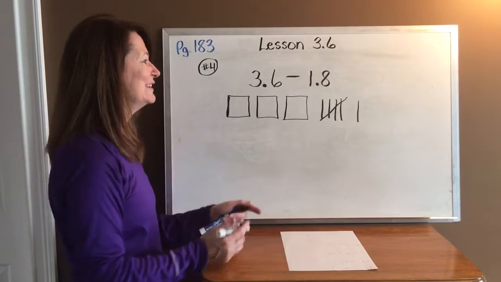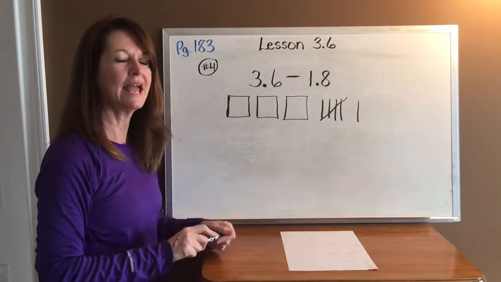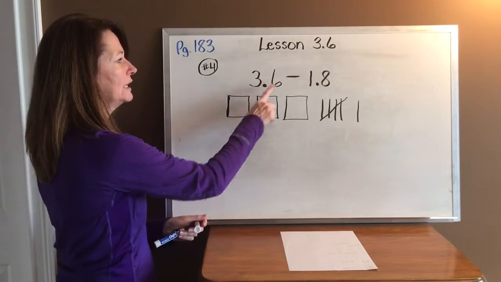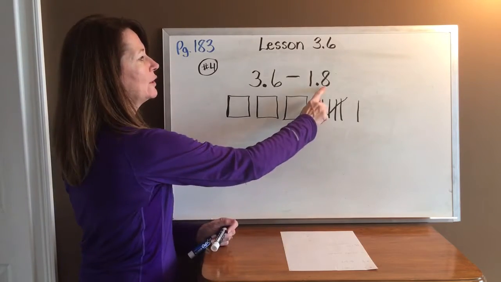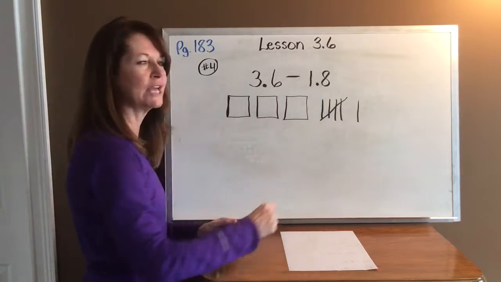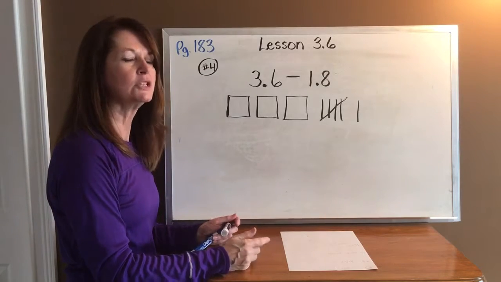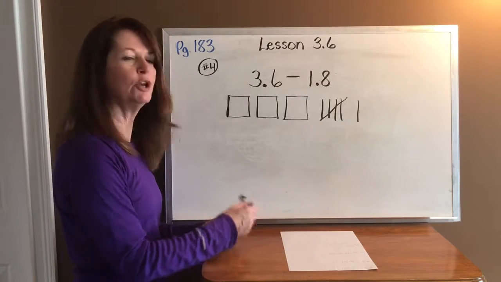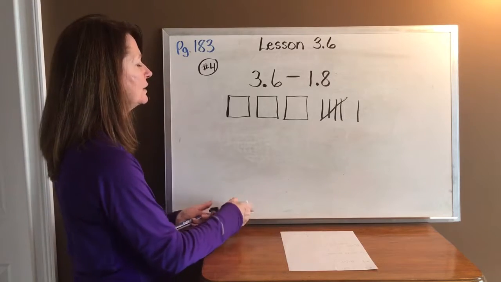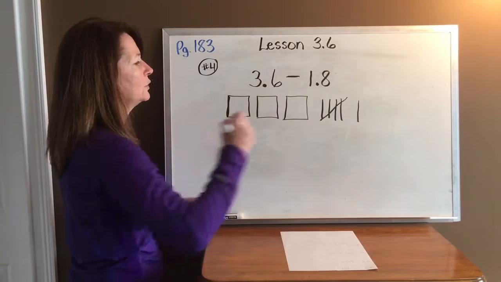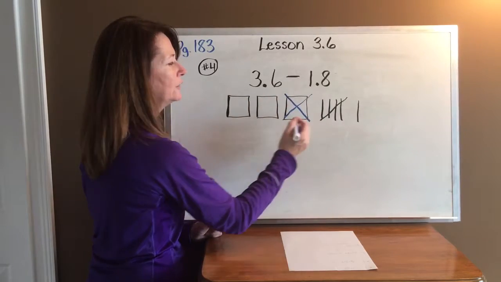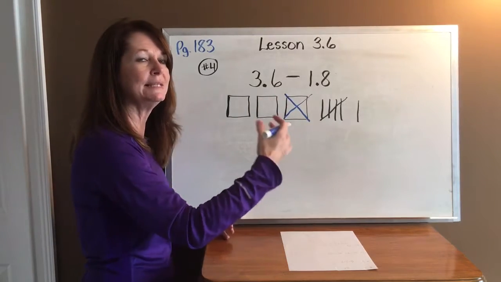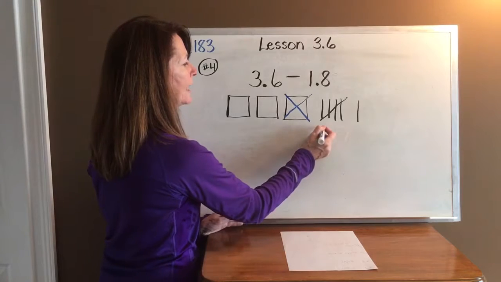Okay, here's our problem. So we need to take 1 8/10 from 3 6/10. Just as before, we don't have 8/10 to take away, do we? So we have to regroup. No big deal. So let's regroup. Let's take this 1 whole right here. Go ahead and cross it off. Take off that 1 whole and make it into tenths. So we're going to have 10 of those.